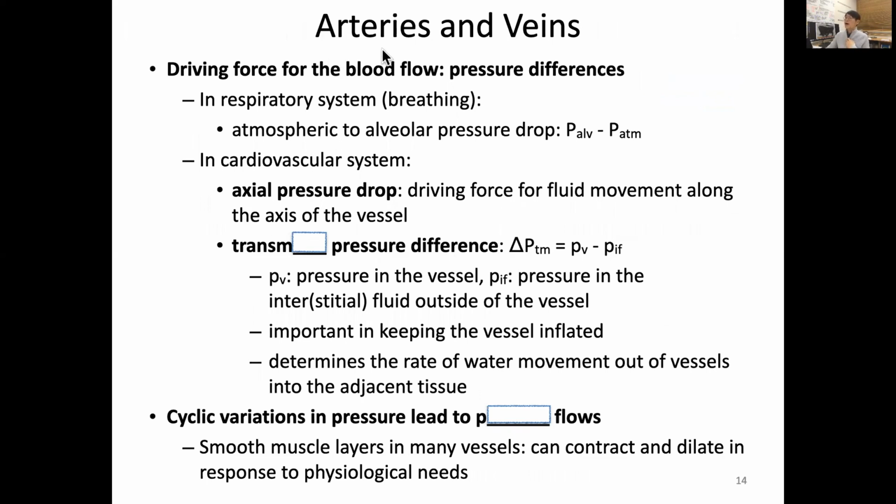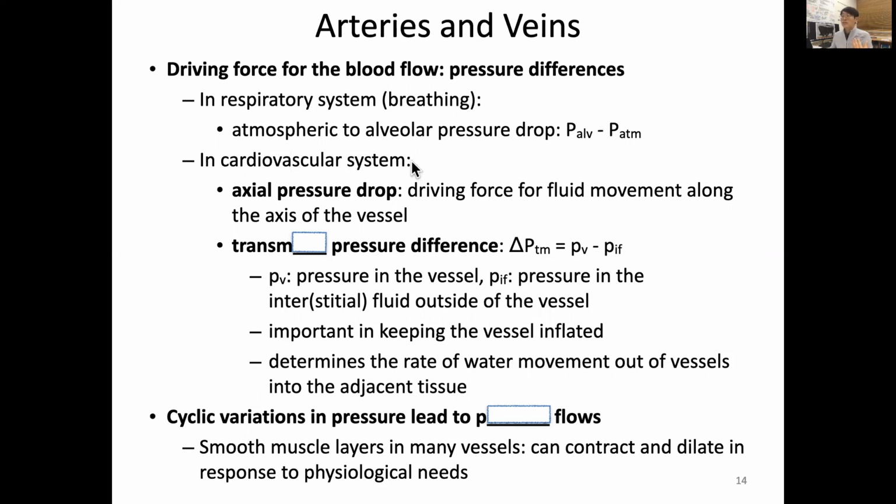Let's talk about arteries and veins. The driving force for blood flow is pressure difference. We already learned that in the respiratory system, in our breathing, there's also a pressure difference from the atmosphere to our inside lung, the alveolar pressure drop. That makes respiratory ventilation. The pressure in the alveoli minus the atmospheric pressure makes us breathe, that pressure difference.